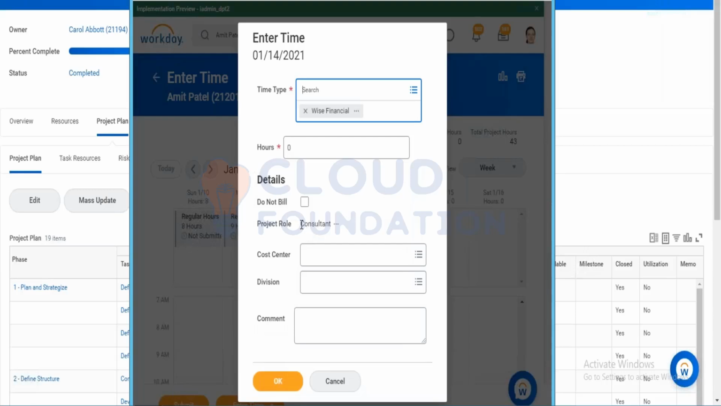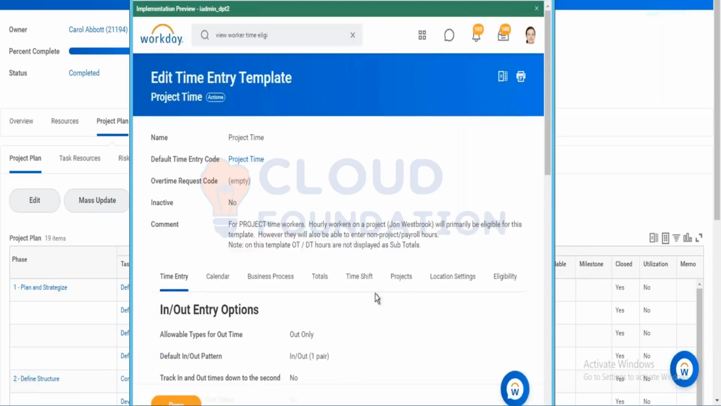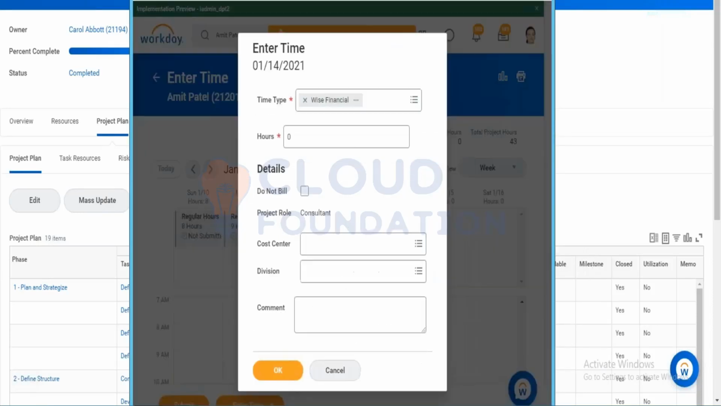See, the project role is given as consultant. He is the consultant in that project. How is it enabled? The moment I enable this project role, yes, he is able to see the project role over here and do this thing.